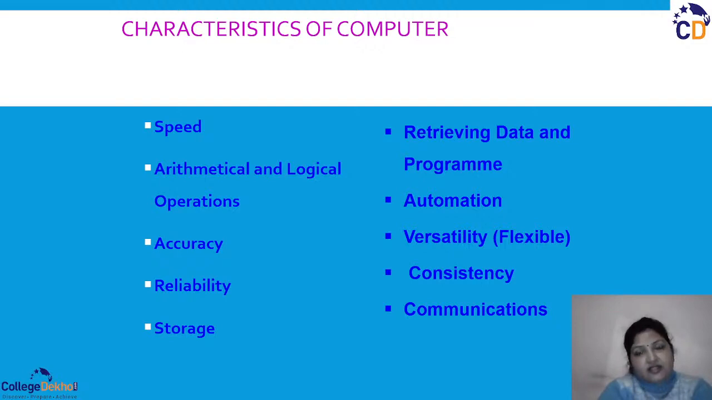Automation: you don't have to perform repetitive tasks again and again. They are automated systems. Yes, it is versatile. It is very flexible. You may use it in many ways. And it maintains consistency. Obviously, when it maintains consistency, we are going to have accurate results.